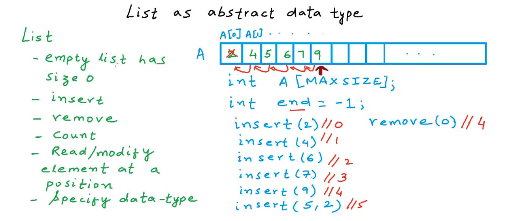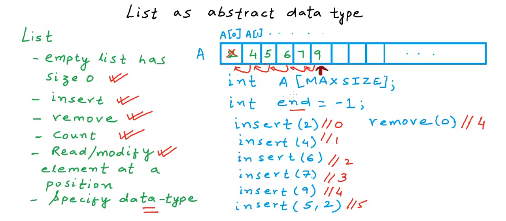Okay, looks like we pretty much have an implementation of the list that is described as an abstract data type. We have a logic of calling the list empty when the variable end is equal to -1. We can insert an element at a particular position in the list. We can remove an element; it's just that we have to perform some shifts in the array. We can count the number of elements in the list. It will be equal to end plus 1. We can read or modify an element at a position. Well, this is an array, so we can definitely read or modify an element at a particular position. If we wanted to choose the data type, it was just choosing the array of that particular data type.